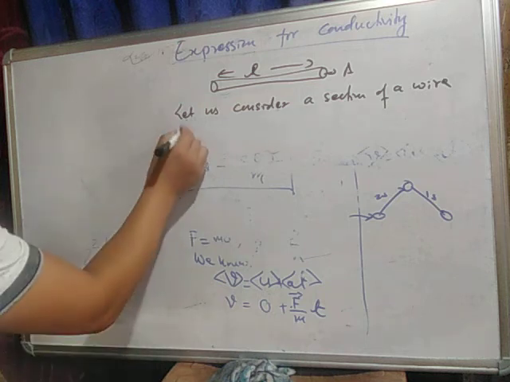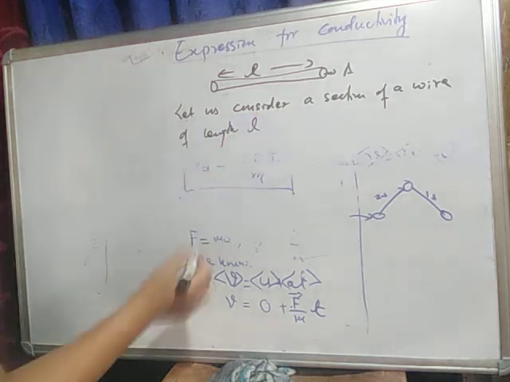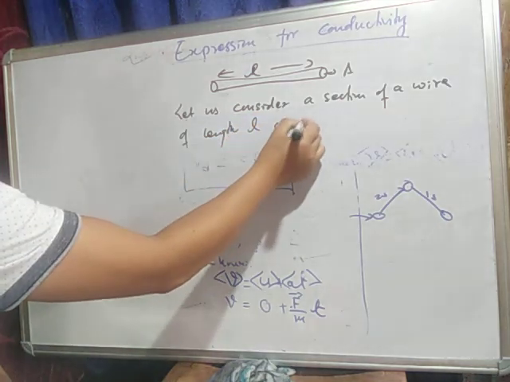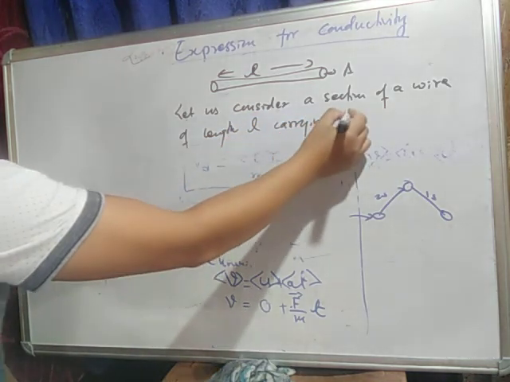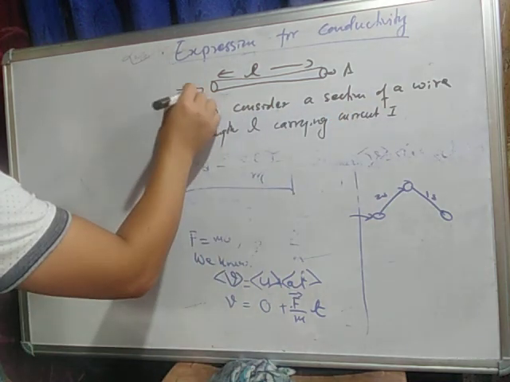Wire of length L carrying current I. Current is how much? I. Clear?